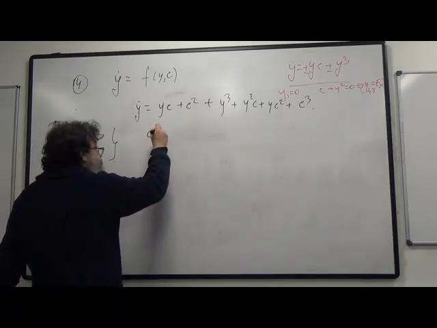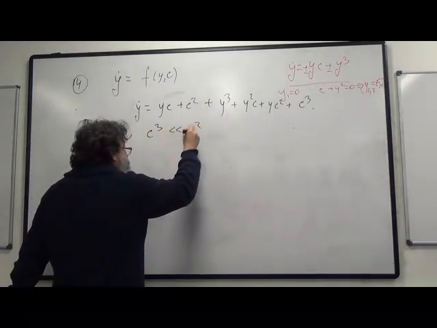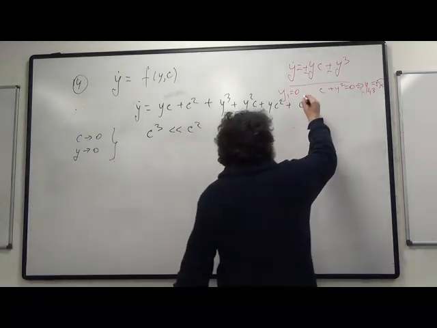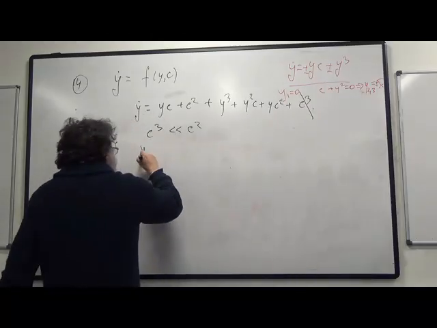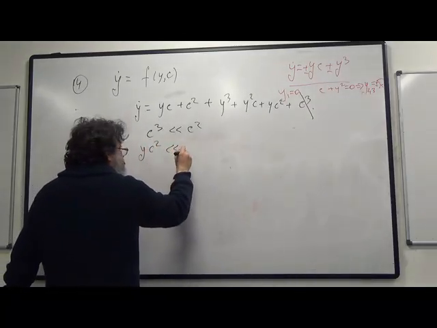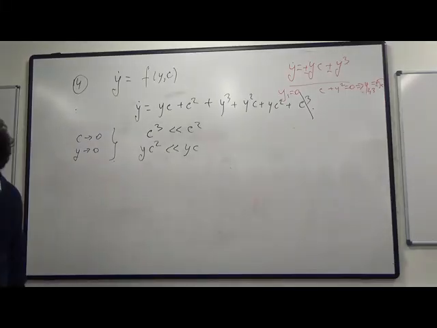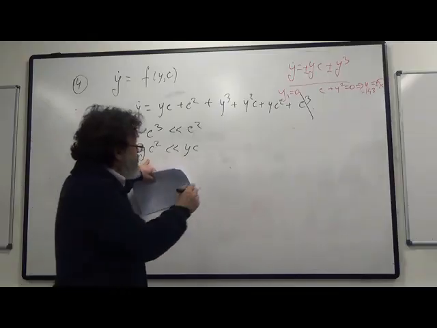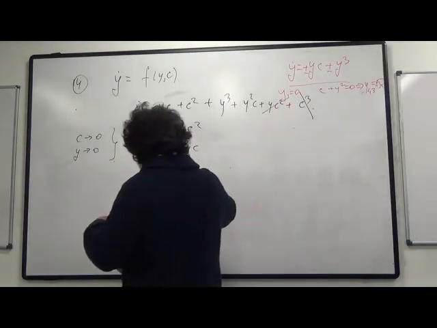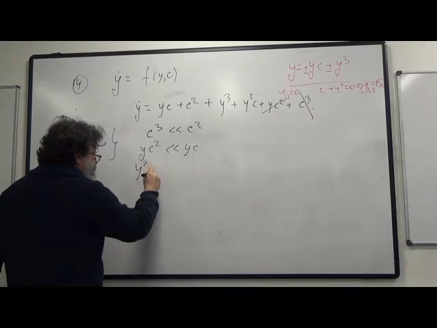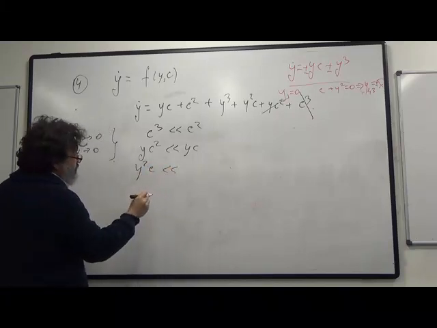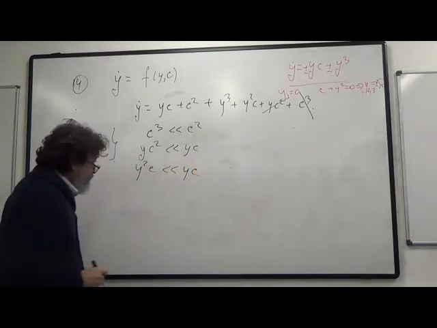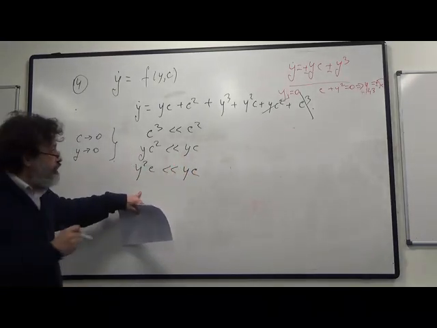Then, for example, c cubed is much smaller than c squared. Agreed? Therefore, this can be removed. Then yc squared is much smaller than yc, by the way. Agreed? Because we multiplied this by something very small. Therefore, this also. And we can say the same, y squared c is much smaller. Well, whatever. We can, for example, yc also. Agreed?